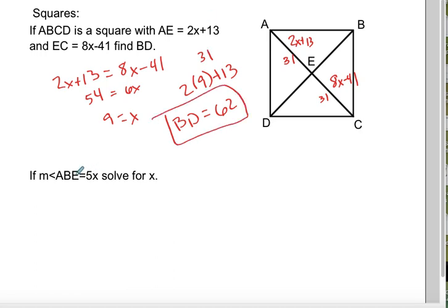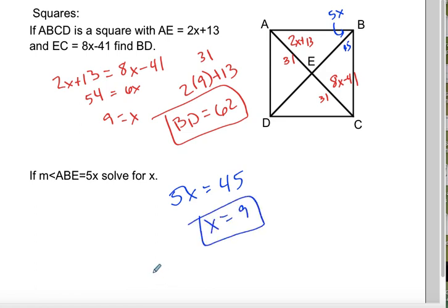The second part to this question has given us angle ABE. That is this top angle. And they said that it's 5x, and they want us to solve for x. Well, remember, being a square, that each angle inside of here, all of these little angles, are all 45 degrees. So we know that 5x equals 45. And so if we take 45 and we divide by 5, we get 9 for x. So those are some sample problems where we might use squares, rhombuses, or rectangles to solve using their special properties.